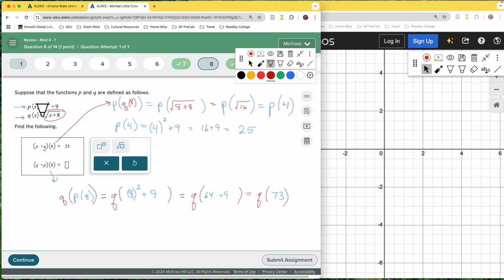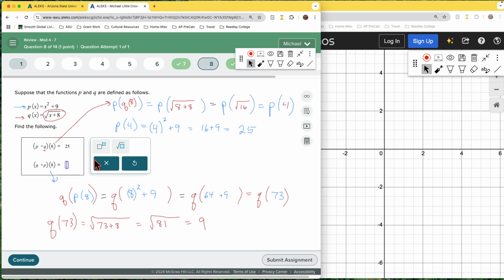So now we take our q function and we're going to put 73 in for x. So we're going to do q of 73. I'm just going to switch it over here now. The square root of 73 plus 8. And then 73 plus 8 is 81. The square root of 81 is 9. So that's our final answer there, going that route.